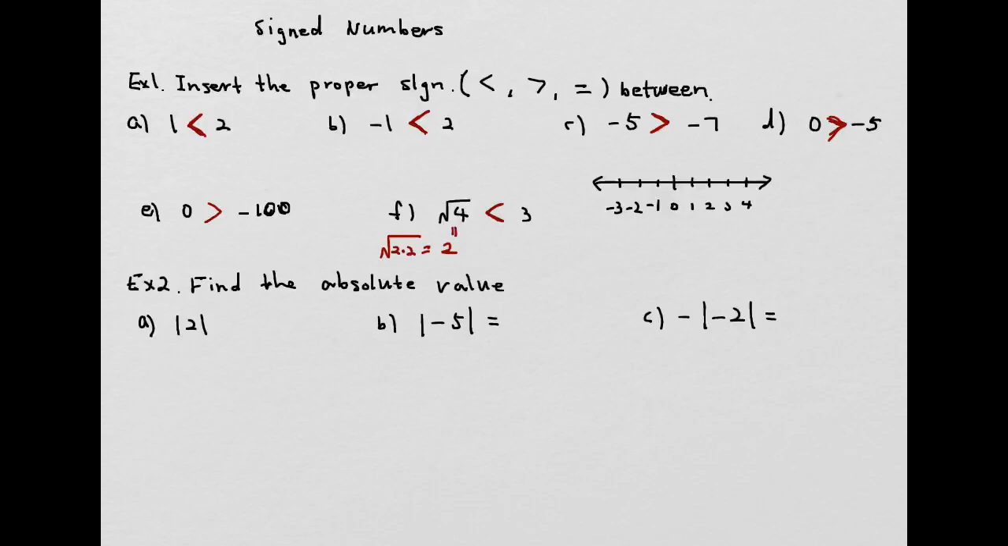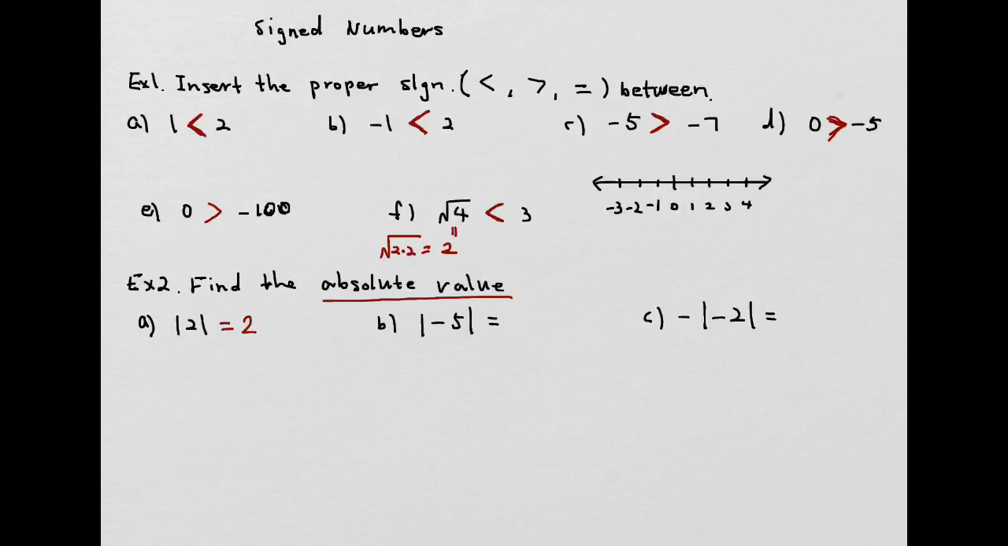And let's look at example 2. What about absolute value? Absolute value is distance. So for example A, the absolute value of 2 means what's the distance from 0 to 2? So when it's absolute value, they're asking for the distance from 0. So the absolute value of 2 means what's the distance from 0 to 2? So it will be 2.